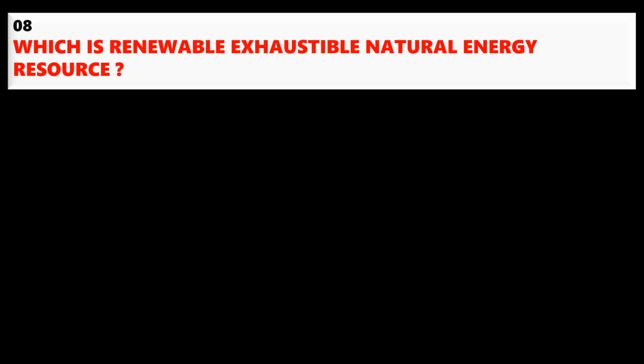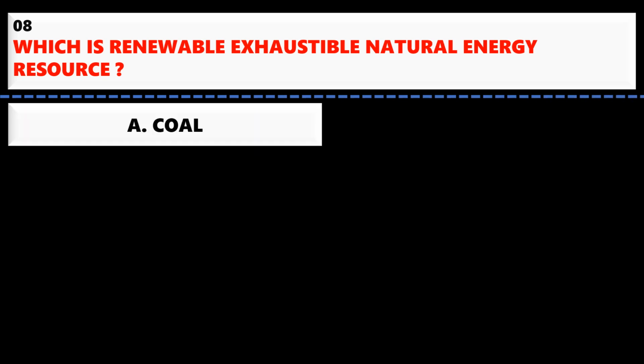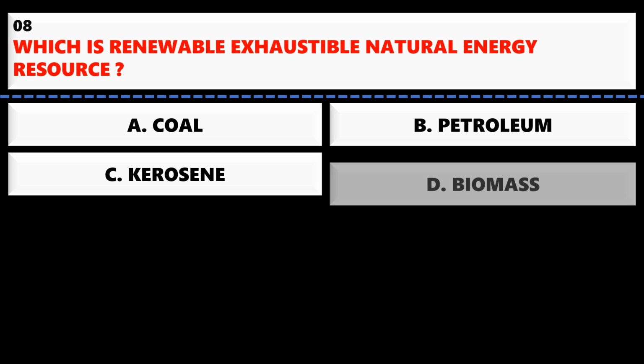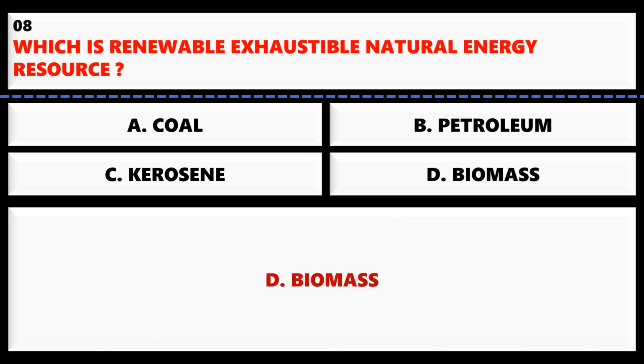Question number 8. Which is renewable, exhaustible, natural energy resource? And the options are coal, petroleum, kerosene, biomass. And the right answer is biomass is the renewable, exhaustible, natural energy resource.